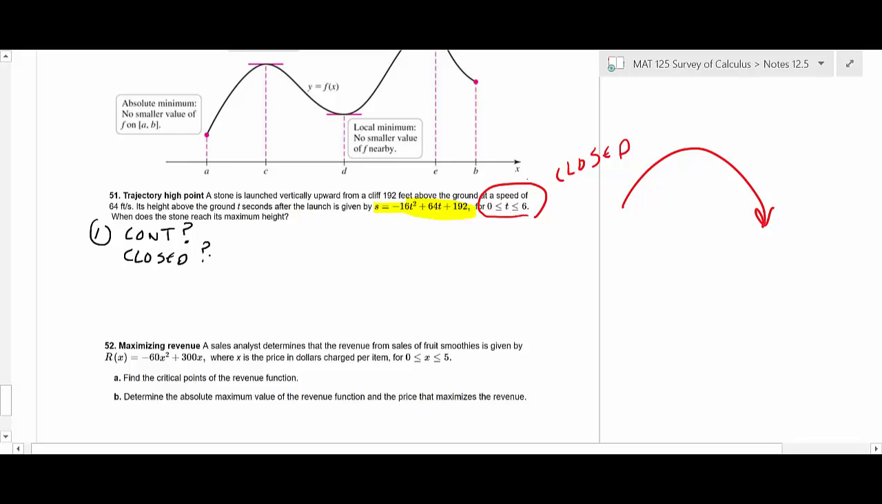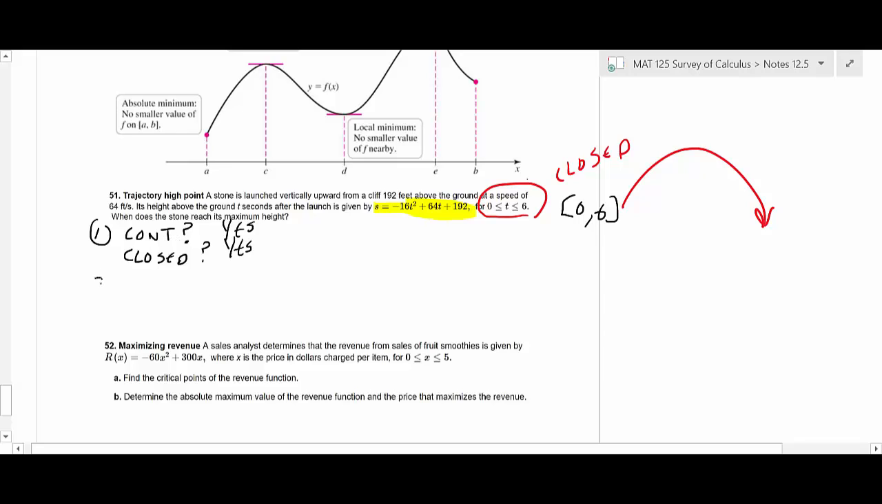So is that function continuous that I gave you? Yes. Yeah, it's a quadratic. It's a parabola. There's no breaks. So that's a yes. How about the interval? Is that closed? Yes. Yes, okay. It's got less than or equal to. That's really the interval 0 to 6. So it is closed. So that means we can proceed with the 3 steps we're doing.